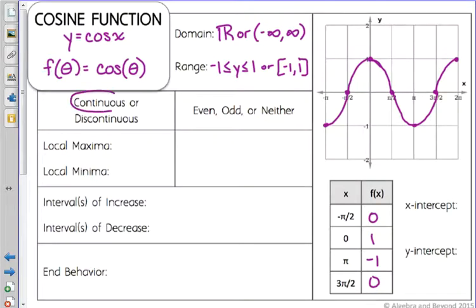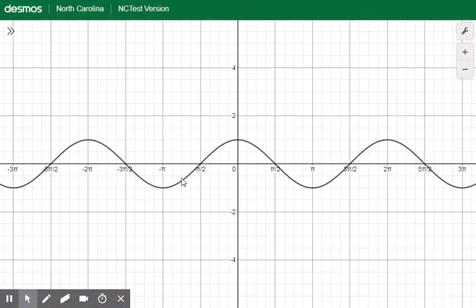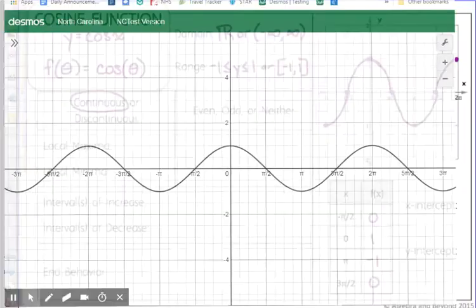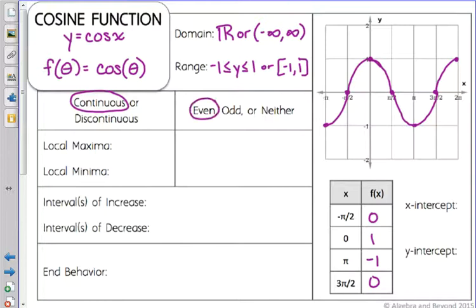It's also continuous. Now, is it also odd? Look at the symmetry. Does the y-axis cut it in half and the left side is the reflection of the right side? Yes. So this one, cosine, is even. Sine is odd, cosine is even. All right, local maximums and minimums. Same deal. There are infinitely many. They just occur in different places.